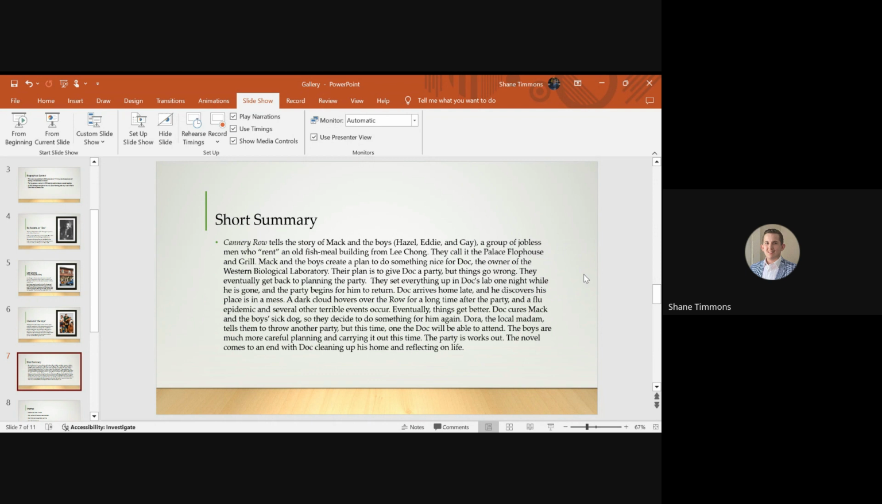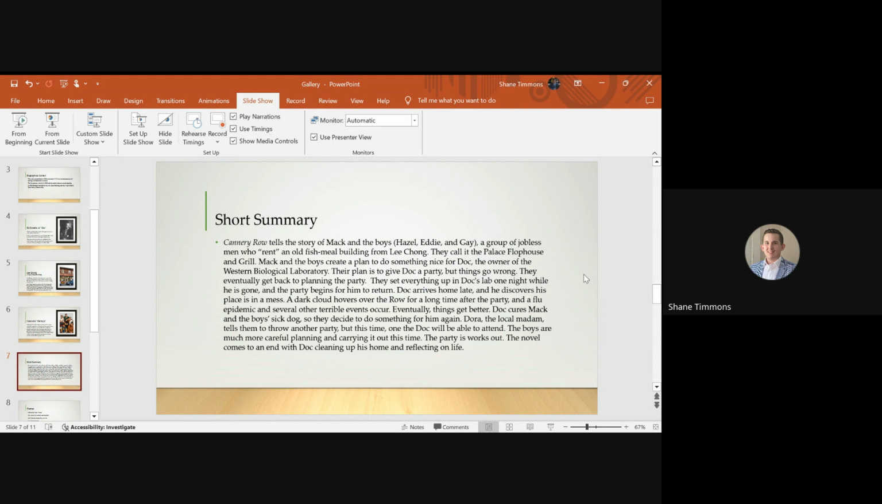Everybody's upset. From that time onward, I guess you could say a dark cloud hovers over the row, and a flu epidemic breaks out, and other events occur. But eventually, things get better for them, and Doc cures Mac and the boys' dog. And then they decide to pick things back up and do something nice for him again.